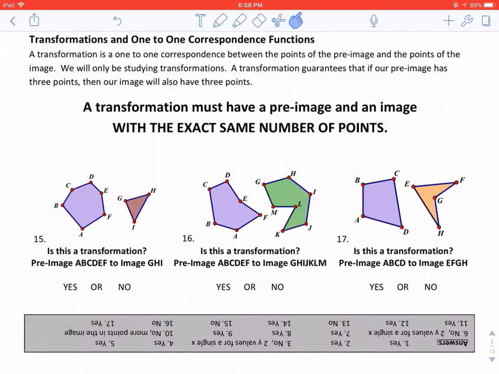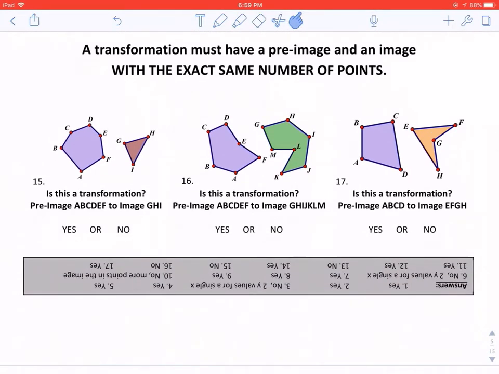Transformations and one-to-one correspondence functions: these terms mean the same thing in different contexts. Transformations deal with geometry, one-to-one functions deal with algebra. A transformation is a one-to-one correspondence between the points of the pre-image and the points of the image. We will only be studying transformations. A transformation guarantees, money back guarantees, that if our pre-image has 3 points, then our image will also have 3 points. To sum up, a transformation must have a pre-image and an image with the exact same number of points. That is the most important thing in this entire lesson.